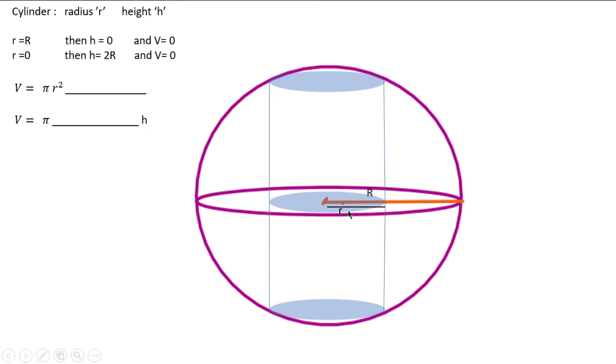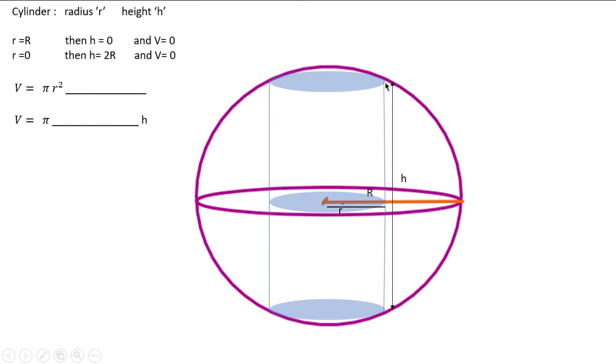So we have to find out the relation between R and H of the cylinder. What is the height of the cylinder? The height of the cylinder is this plus this, no? Means this full, this is your H. Now if you have to find out the relation between R and H, we can focus here on this right angle triangle. Let us complete this right angle triangle.